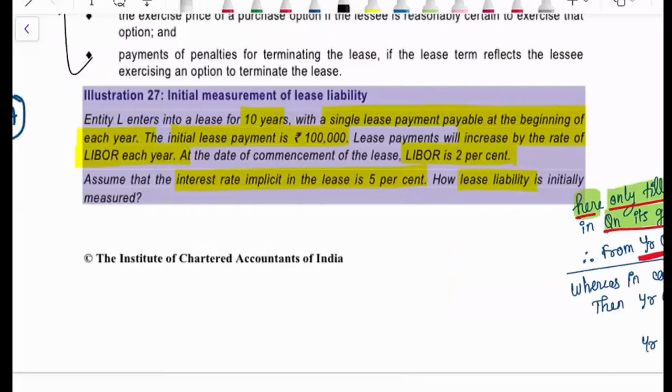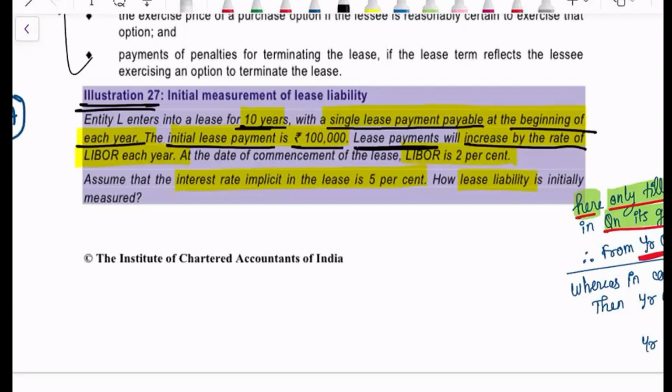Okay, guys. So let's start with illustration number 27. In illustration number 27, they are telling you that they have entered into a lease contract of 10 years, and they are going to pay a single lease payment at the beginning of each year. So every year beginning, they are going to make a lease payment. Okay. And the initial lease payment is 1 lakh rupees. That means in year 1 you have to pay 1 lakh rupees.